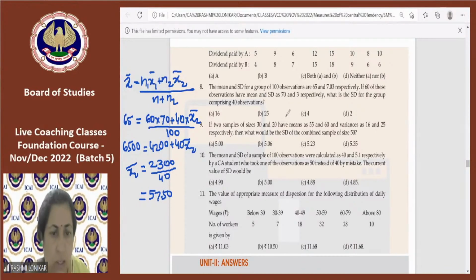This can be done, but it is a very lengthy sum, and so it becomes difficult for you to do such type of sums in 1 minute.